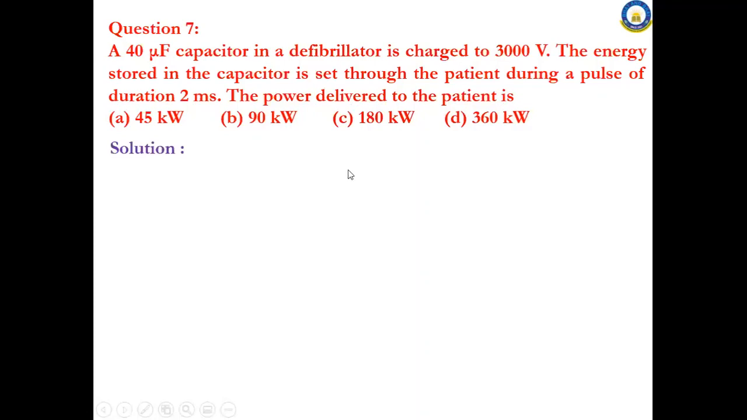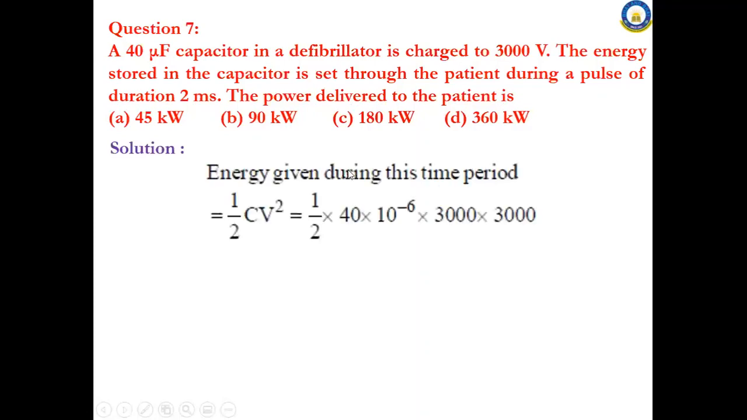So what are the things you need to calculate here? First, it is the energy given to the capacitor. Means when the capacitor is charged, what is the energy stored in the capacitor? So the energy formula is equal to half CV squared. C is 40 micro, 10 power minus 6. V is 3000 volts. So 3000 into 3000. So this will be simplified to 90 into 2 joules. You can keep it as it is.